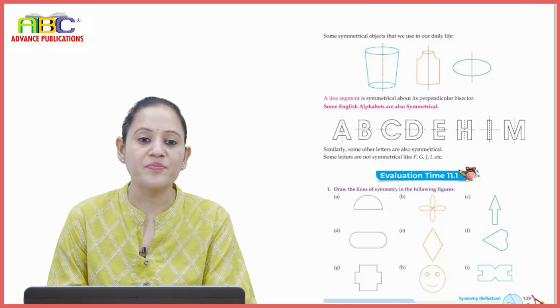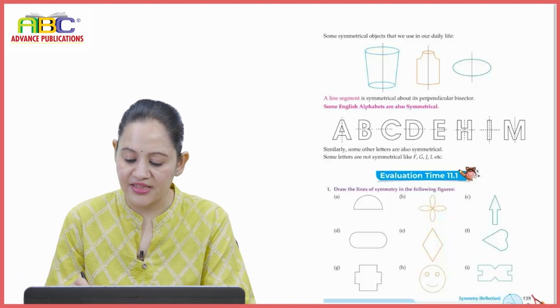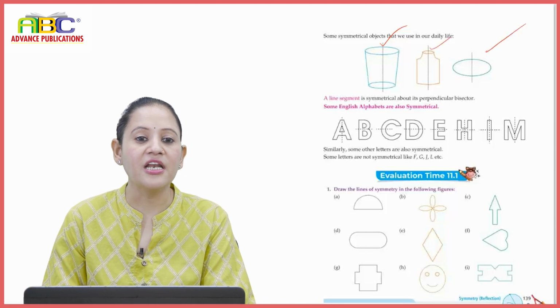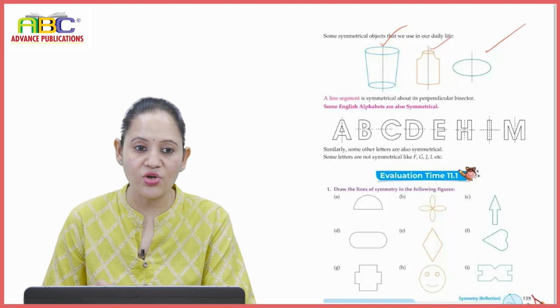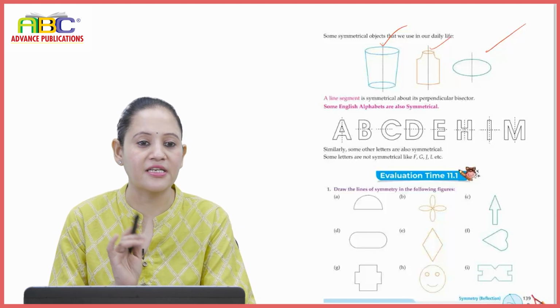Some symmetrical objects that we use in our daily life: here you can see a glass, and this is the line of symmetry. Bottle, egg. A line segment is symmetrical about its perpendicular bisector.